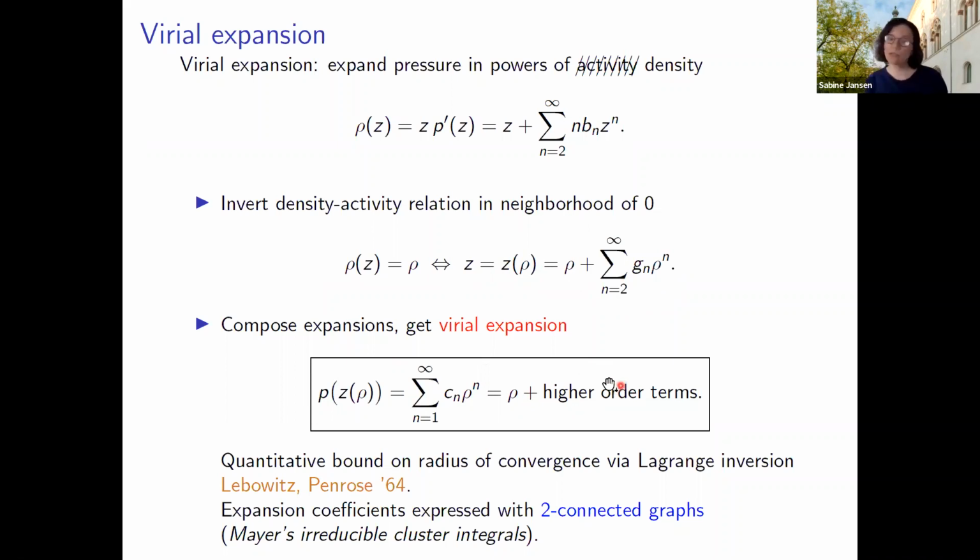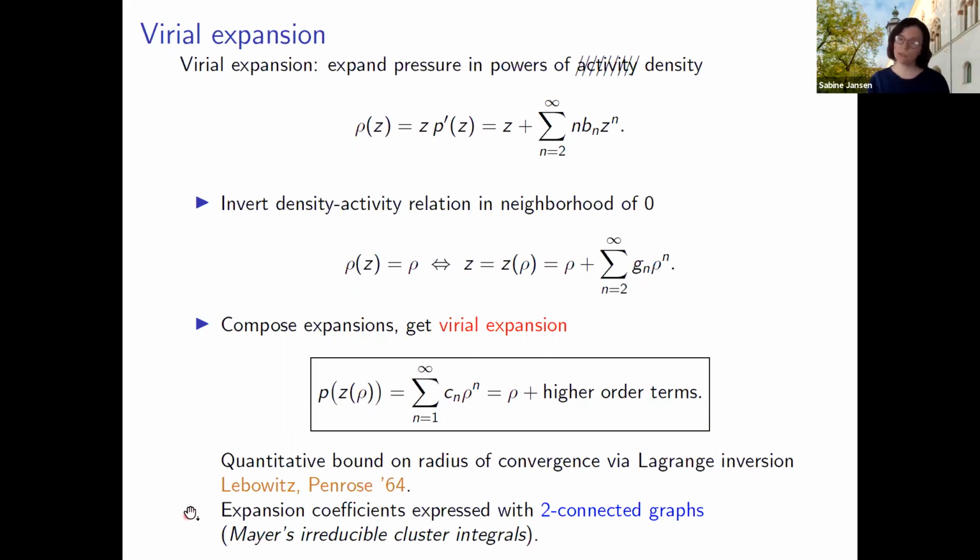And this expresses corrections to the ideal gas law, pressure times volume is equal to number of particles times Boltzmann constant times absolute temperature. And you can push the procedure to get quantitative bounds on the radius of convergence in the series in rho, using, for example, something called Lagrange inversion. And this you will find in an article by Leibowitz and Penrose.